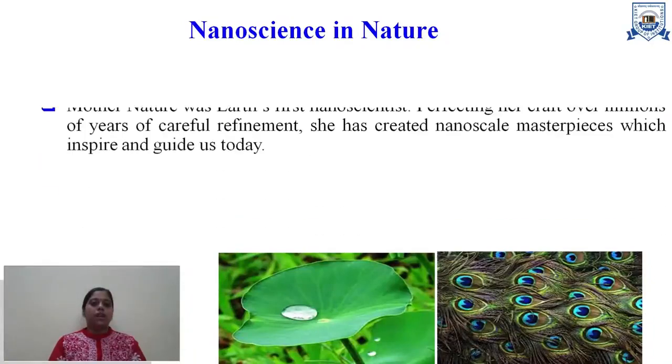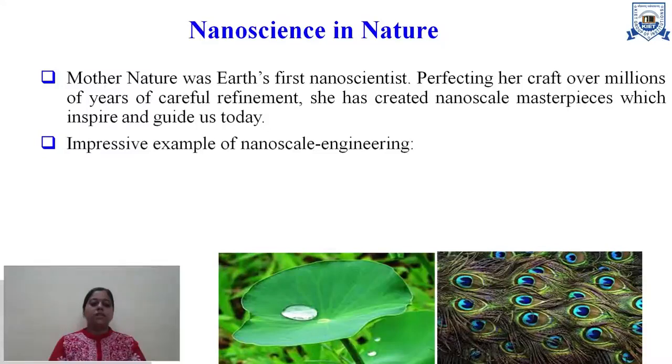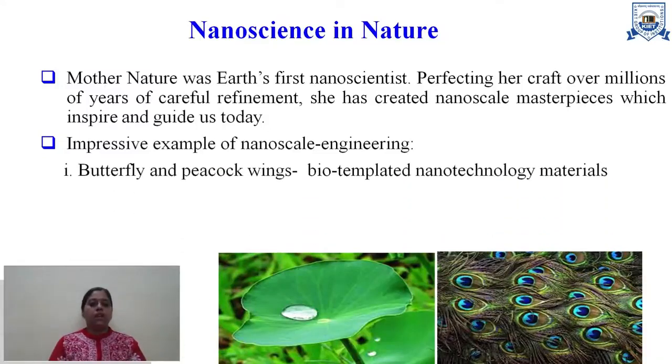Nanoscience in nature. I want to say that the first nanoscientist of Earth is nature. It created a number of masterpieces which guide us today. For example, butterfly and peacock wings, and the lotus leaf, which is a most waterproof surface because of its hydrophobicity. And I want to say one more thing, the bhasmas which we use as a medicine in Ayurveda are the best example of nanomaterial.